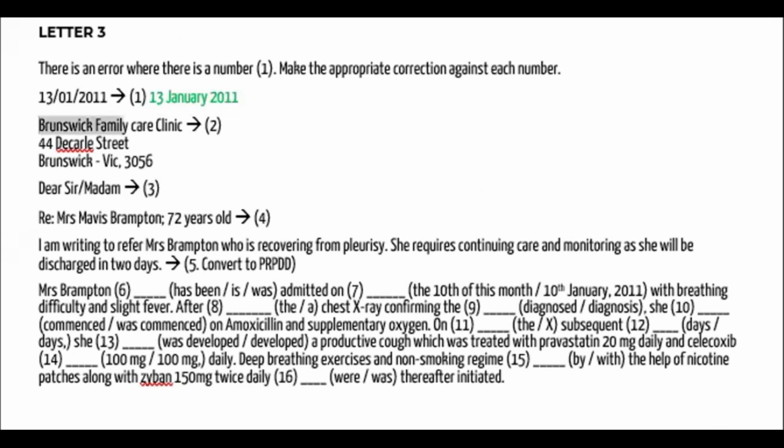Second one, the second mistake was here. The C should be capital. So those who have written the C capital, they are getting the second score. Going to the third one, a comma is missing here. So those who wrote with a comma, they are getting it.